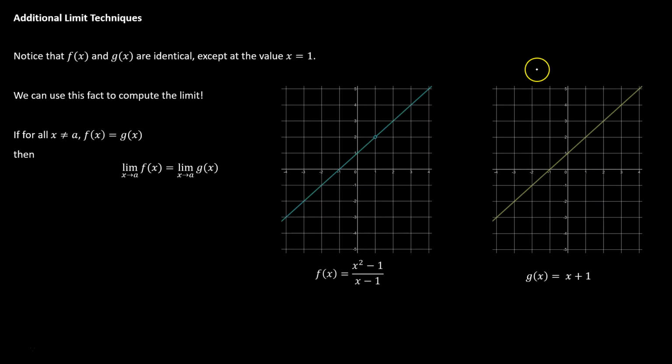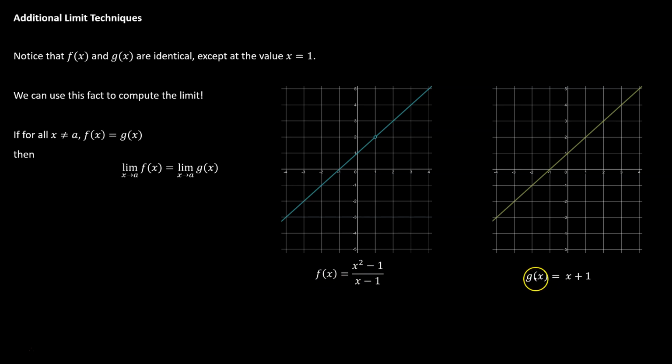When we have a function whose limit gives us an indeterminate form, what we'll do is find an identical function that we can use instead to evaluate the limit. I've got two graphs on the screen. One is the graph of the function f. That's the one that we were trying to compute the limit for. The other is the function g.